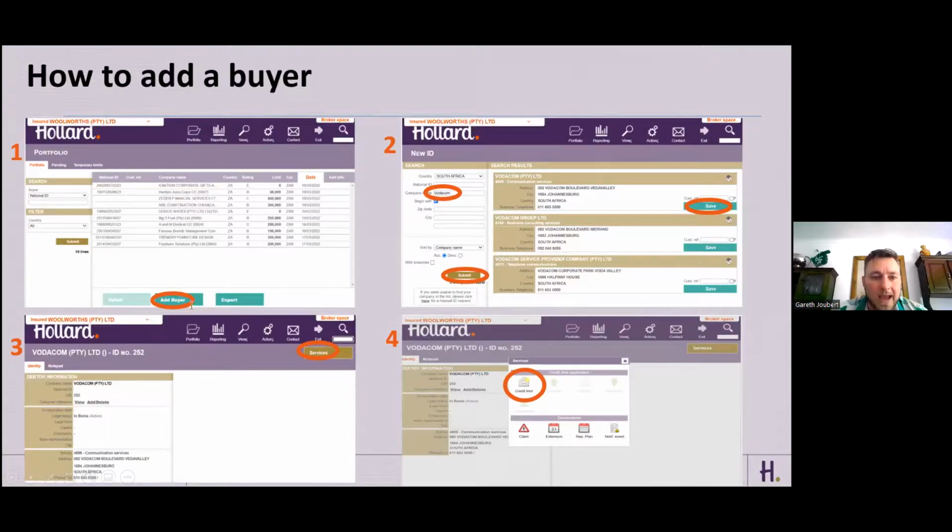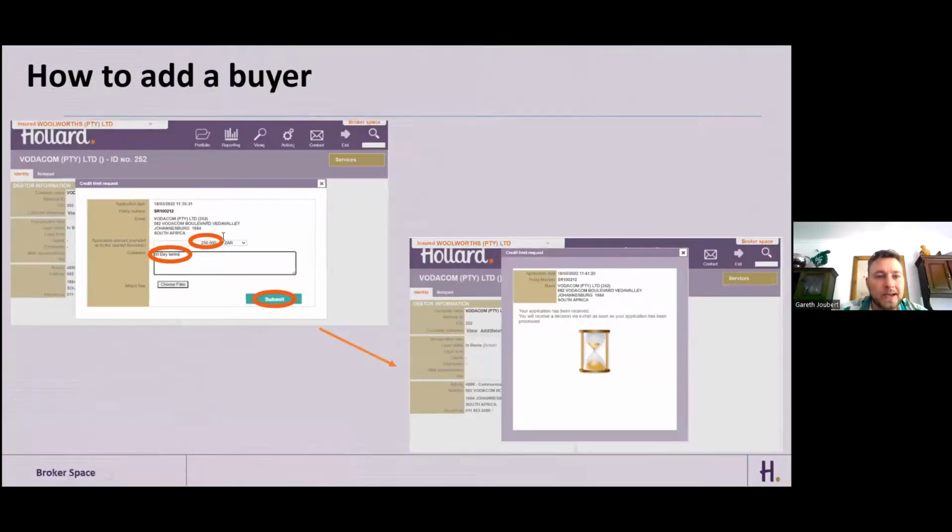So you're now adding a buyer. You're selecting the buyer that you want for cover. Now that you're looking at this specific buyer, you click on services, okay? And here you go, you want to request a credit limit, okay? This is all through the portal. The next screen here, you type in the credit limit that you want. And in the comments section, just the credit term.